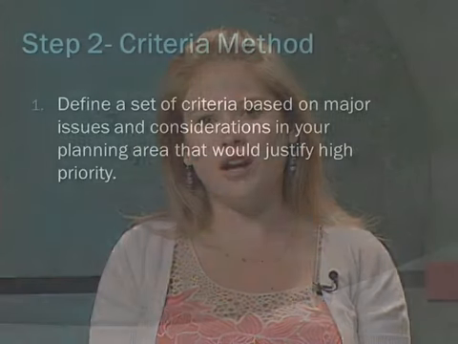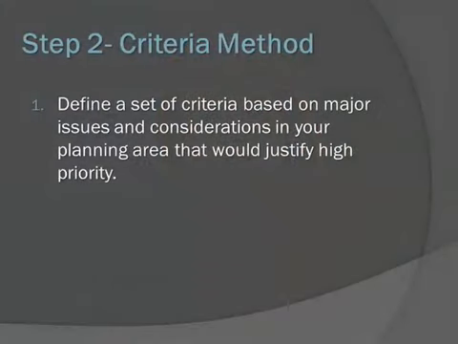So a third method for identifying priorities is to define a set of criteria that would justify assigning a high priority. So you could design this off of the major issues in your office. If it addresses any or a combination of these issues, then you would assign the project as a high priority. For example, if a particular species or watershed is an at-risk resource in your planning area, you could determine that all the projects benefiting this resource would have a high priority.